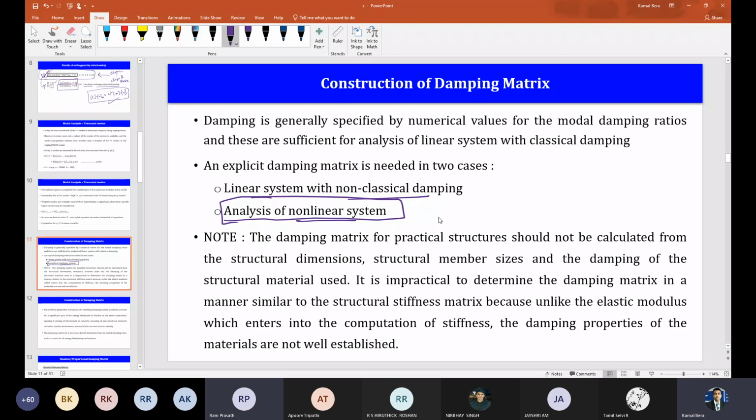Sir, in all the equation which we read, we actually assumed it to be a linear system. Yeah, so what basic things we cannot apply there?